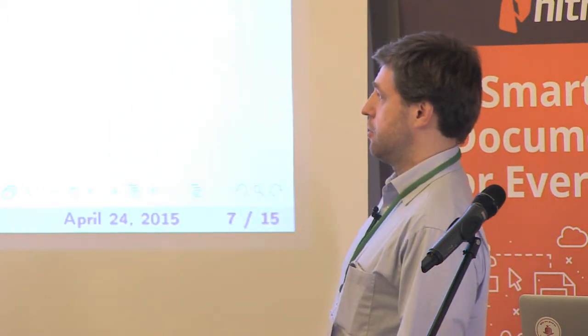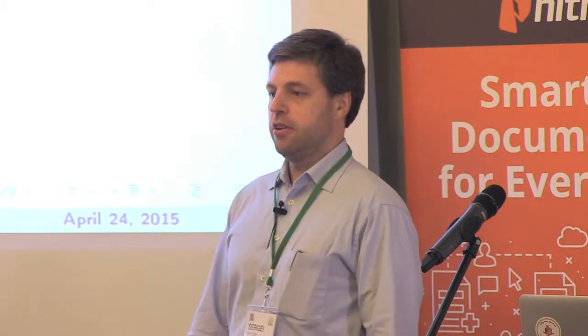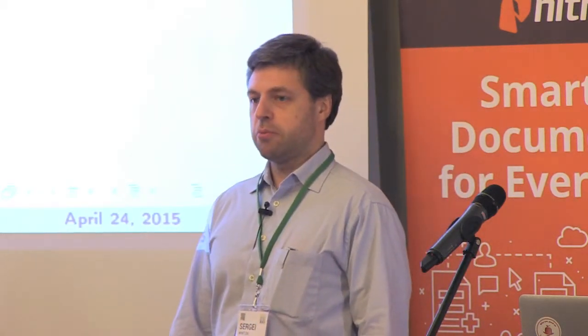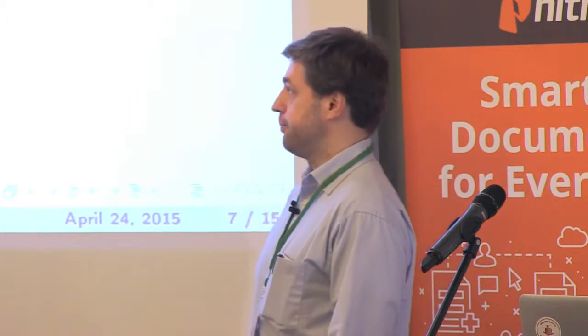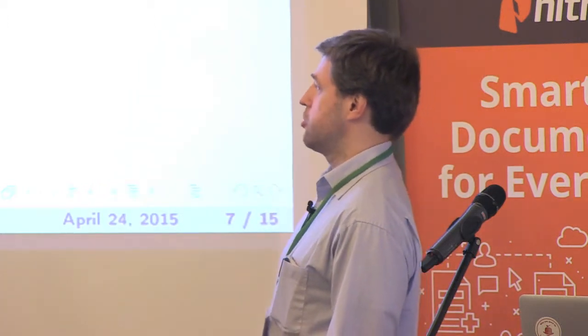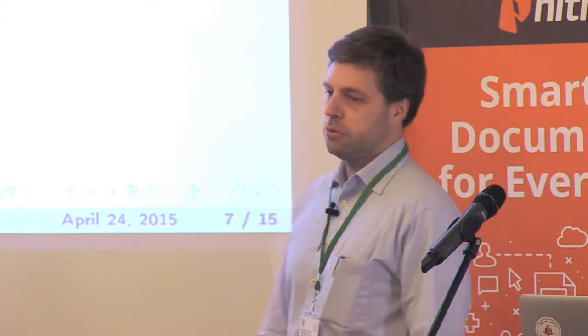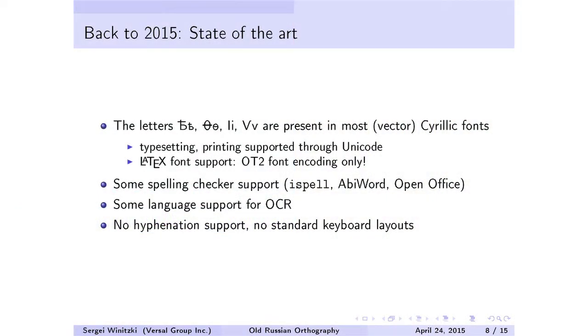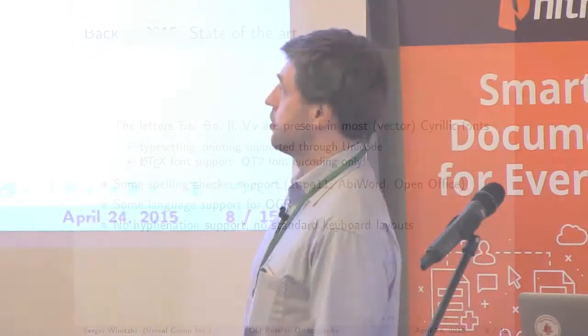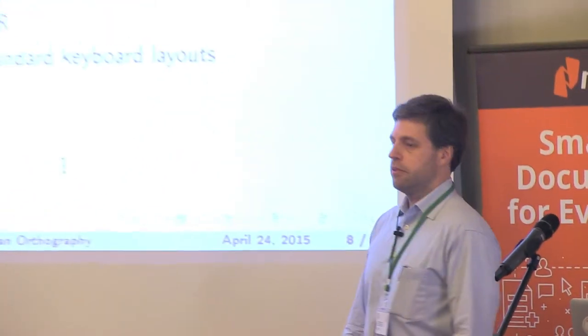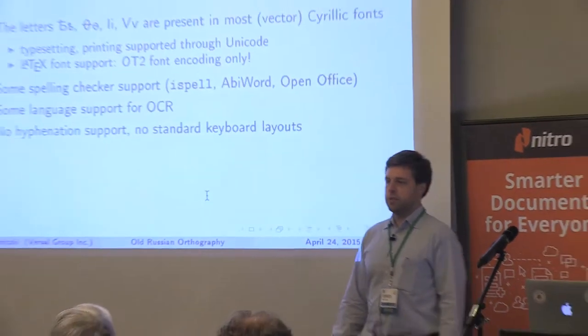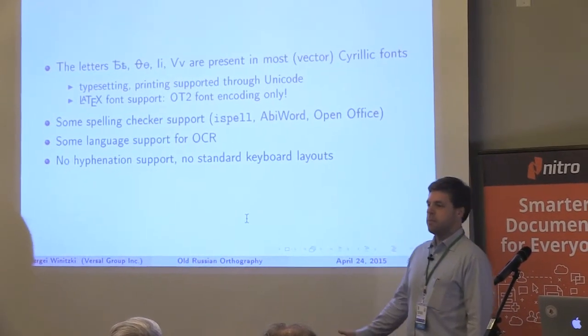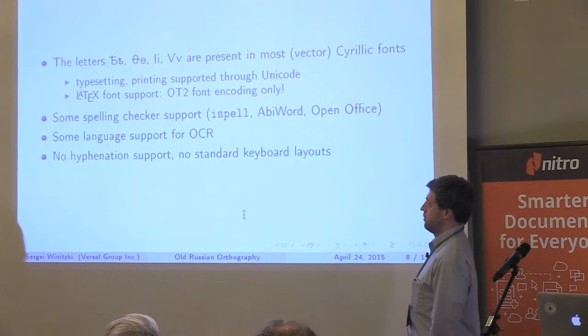LaTeX, curiously, had support for this, using a non-standard encoding prepared by the American Mathematical Society. But there was no support for spelling checker or hyphenation or optical character recognition. What is the situation today? Much better. These letters are present in most fonts. Everything is Unicode. You can print. You can type these letters if you go to Wikipedia and cut and paste, because Wikipedia has examples of these texts.